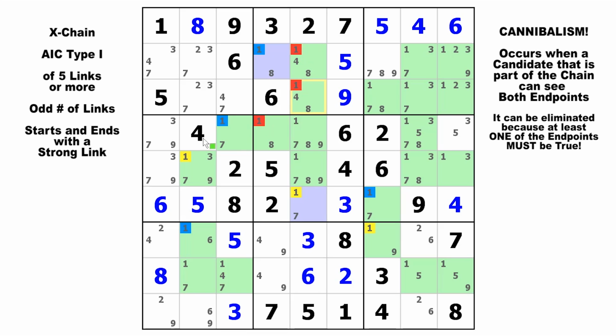So this one here in row 4, column 4 is false because it can see both endpoints of the chain even though it is part of the chain. So you can eliminate that and these other 2 1s. All right, let's go to the next one.